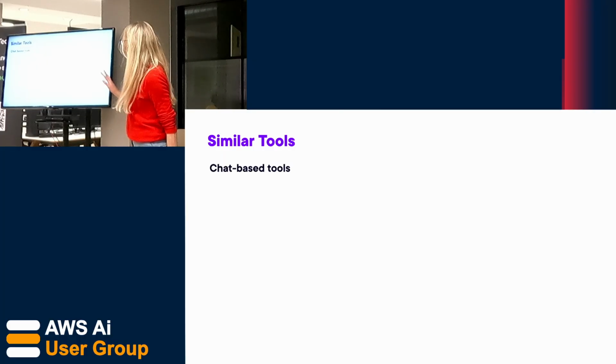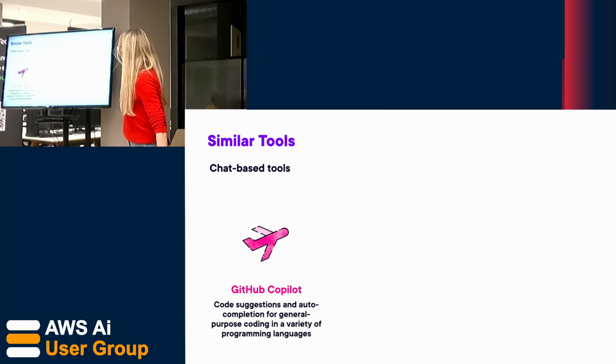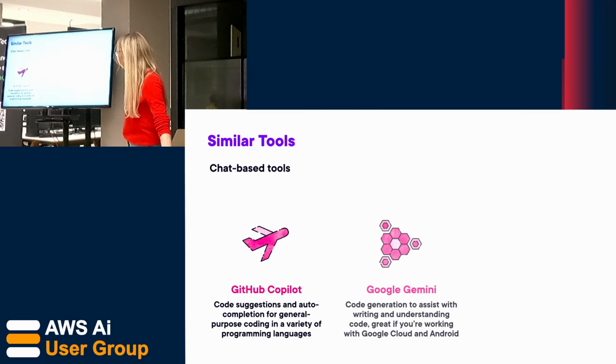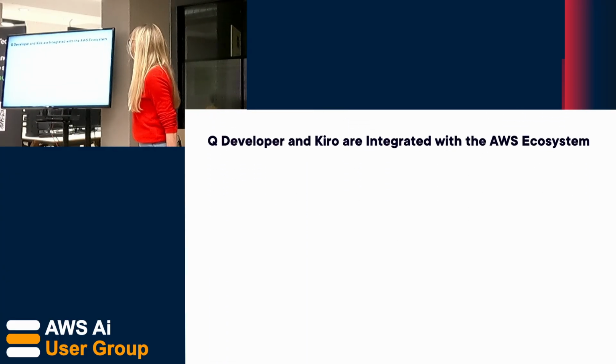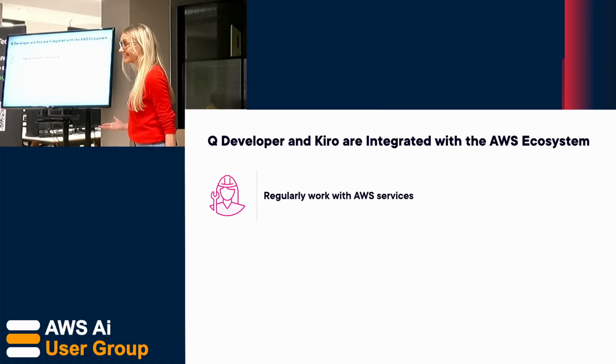Okay, similar kind of chatty-based tools. Might be things like GitHub Copilot, great for code suggestions, auto-completion, maybe general purpose coding. Google Gemini, another alternative, great if you're working with Google Cloud. I'm not personally. And ChatGPT, maybe you can get it to help you generate code snippets. Maybe you can explain code. I don't know. I don't have great success with ChatGPT, and really, if you're working with AWS services, you should really be using their own tools.